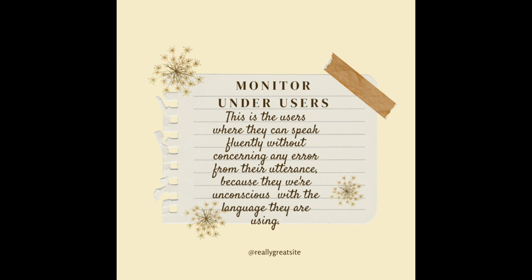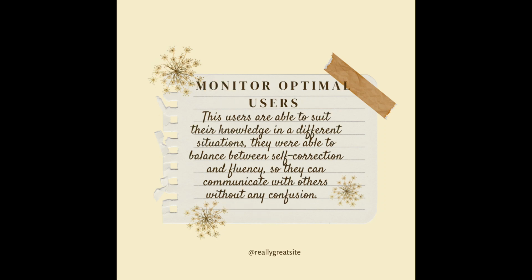Monitor under-users. These are users who can speak fluently without concern for any error in their utterances because they are unconscious of the language they are using. And the last one, the monitor optimal users. These users are able to suit their knowledge to different situations. They are able to balance between self-correction and fluency, so they can communicate with others without any confusion.